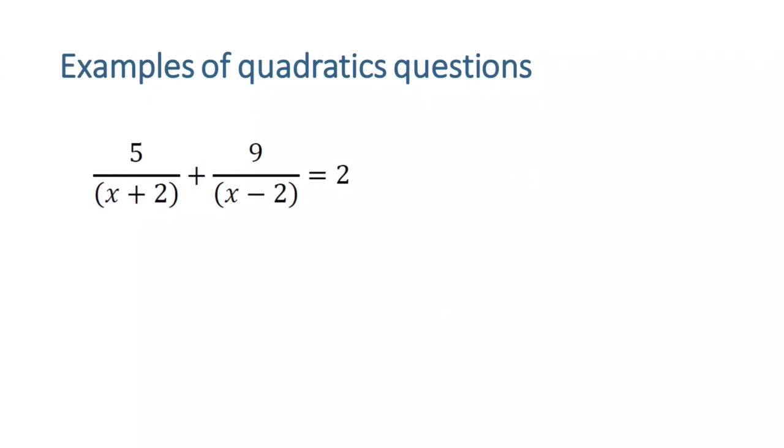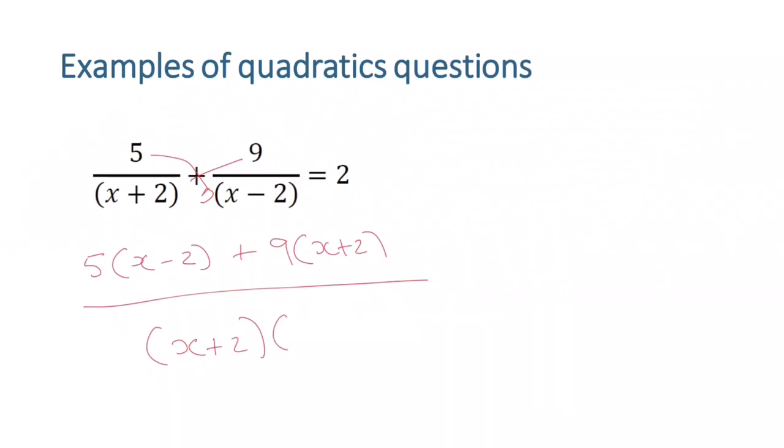Looking at it, you might say, how is it there's no x squared? Well, when you need to solve this question, what do you typically do? You find a common denominator, and to do that, you will need to times 5 by x minus 2 and 9 by x plus 2. Let's do that underneath here. So 5 times (x minus 2) plus 9 times (x plus 2), all over (x plus 2) times (x minus 2), and it all equals 2.